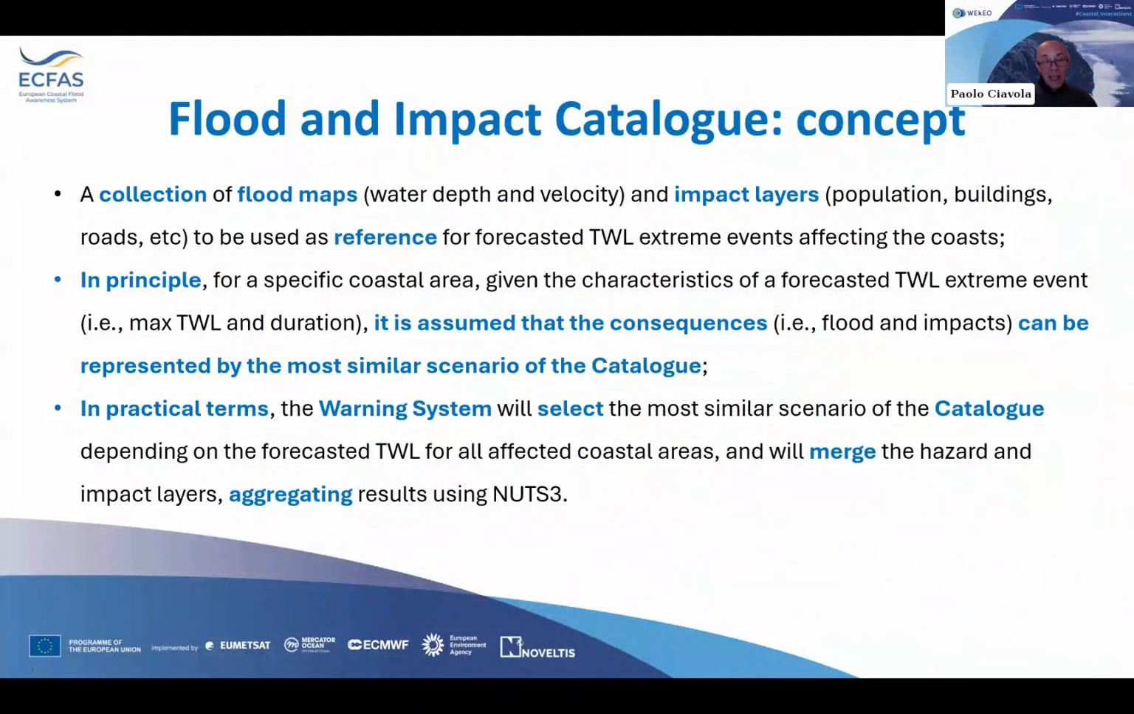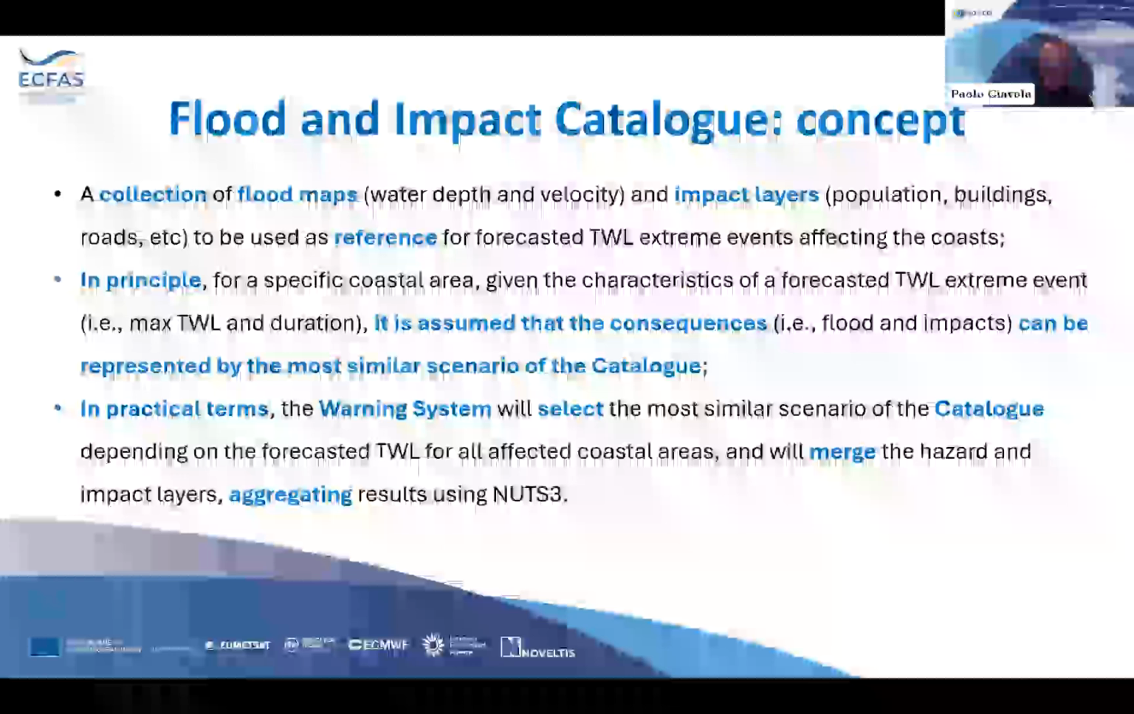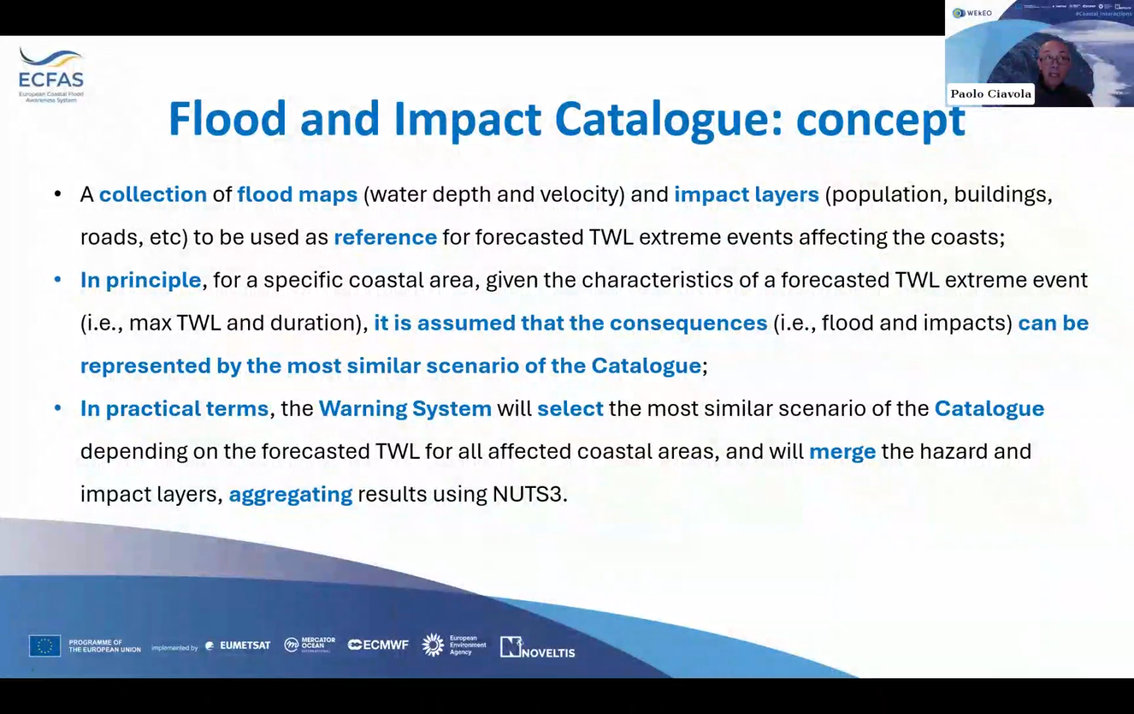Now, why a flood catalog? The flood catalog produces water depth and velocity maps, impact layers, and can be used with a forecast of the total water level. So basically, you can say, okay, I have this prediction of the total water level. I go into my catalog, I find the most similar situation to the one predicted. In the catalog, I also have the expected impact, as I told you, not only the flood map, but the impact maps. And I can use that as a warning.